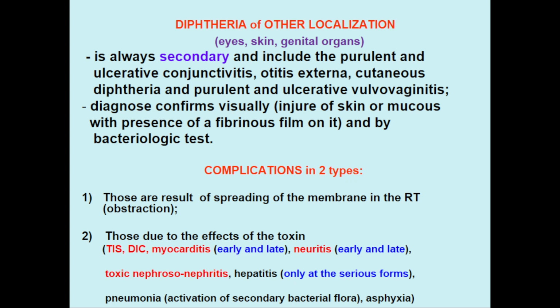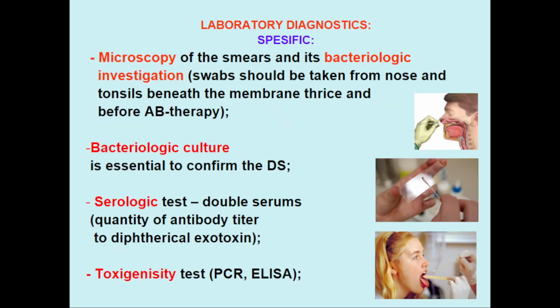Complications may be of two types: those that are a result of spreading of the membrane, in respiratory tract obstruction, and those due to effects of the toxins, that is, infectious toxic shock, disseminated intravascular coagulation, myocarditis early and late, polyneuritis early and late, toxic nephrosis, nephritis, and even hepatitis, but only in severe forms. Pneumonia is not a specific complication, but also may be present. It's due to activation of secondary bacterial flora, and also asphyxia may occur.